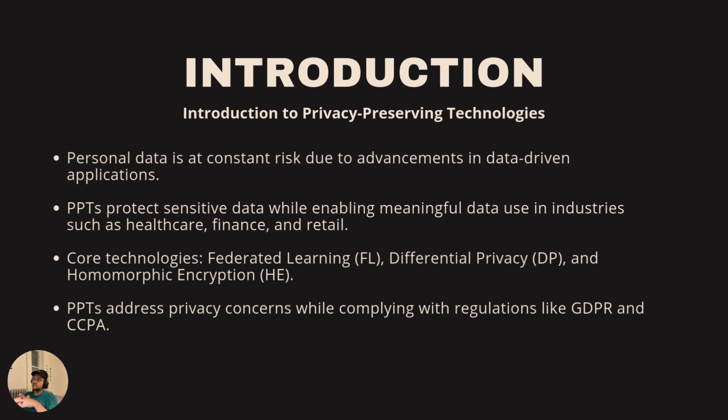The core methods we'll focus on today are federated learning, which allows collaborative model training without centralizing data, differential privacy, which adds noise to the datasets to protect individual data, and homomorphic encryption, which allows computations on encrypted data without ever decrypting it. These approaches also help organizations comply with strict privacy regulations like the GDPR, which is General Data Protection Regulation, and the California Consumer Privacy Act (CCPA), which mandates stringent data privacy and security practices.